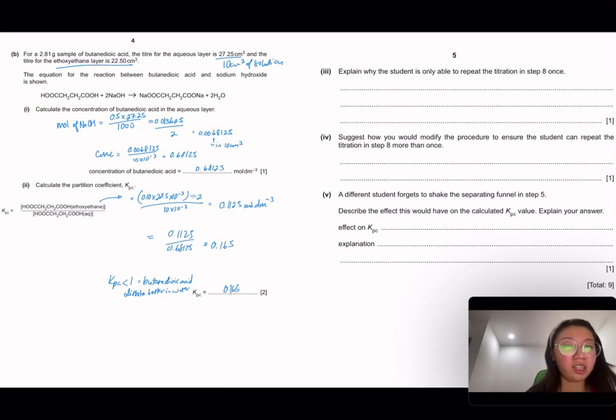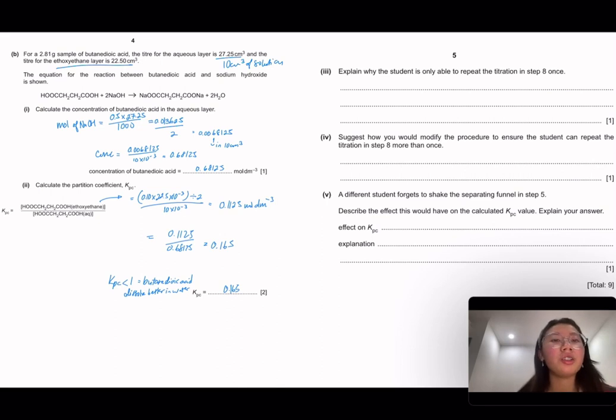But you're not finished here either, because in step 8 or step 9, they basically said that you're only taking 10 centimeter cubes, so that mole is for 10 centimeter cube, and in order to find the concentration, it has to be in decimeter cubes, so that's why you divide it again by the volume. And with that, you obtain the concentration of butanedioic acid of 0.68125 mole per decimeter cube.